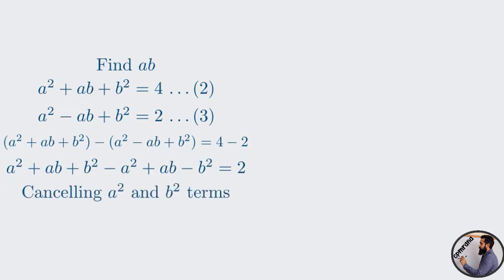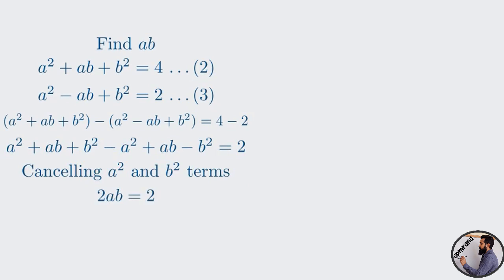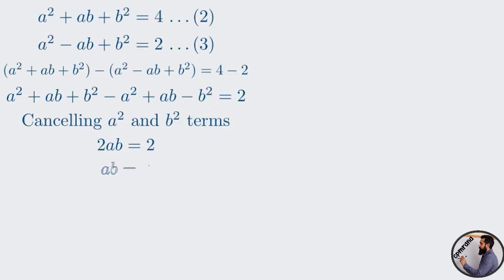Notice that the a squared and b squared terms now cancel out because we have both positive and negative versions of them. We are left with 2ab equals 2. Dividing by 2, we find that the value of a times b is equal to 1.